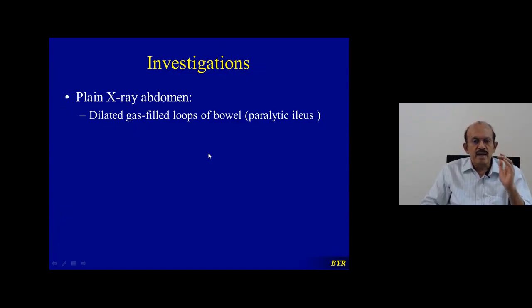Then you take the X-ray in supine position. What will it give you? Supine X-ray. That will show you the distended bowel loops, the ileal shadows, the jejunal shadows, the colonic shadows. That indicates that it is a case of paralytic ileus.